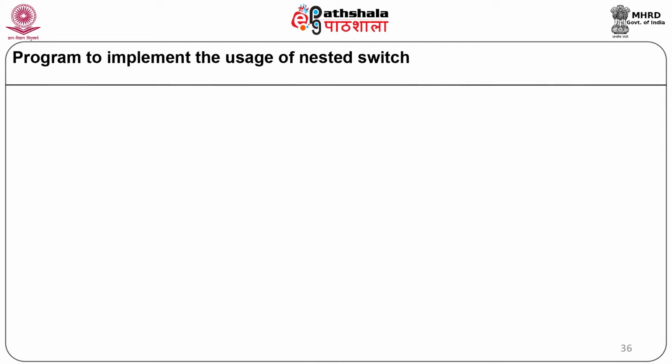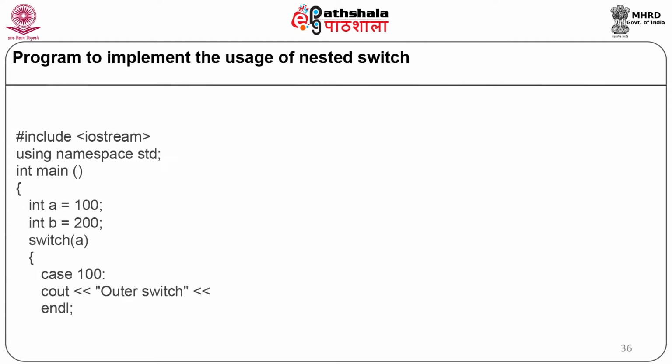Now let us see a program to implement the usage of nested switch, that is one switch inside another switch. #include <iostream>, using namespace std, int main. Here we are initializing two variables of type integer, int a equal to 100, int b equal to 200.